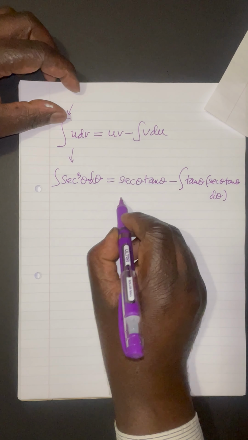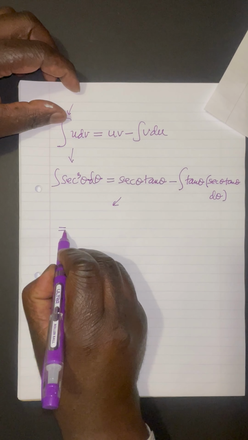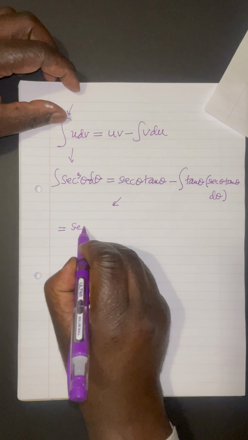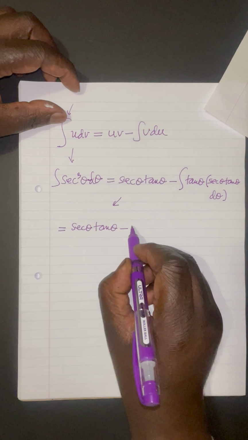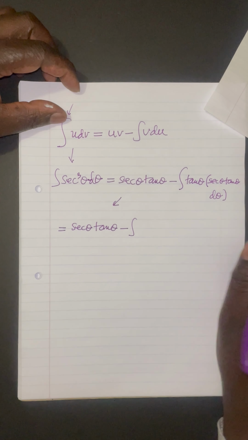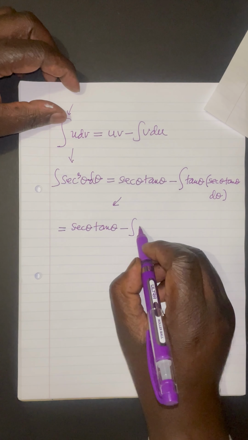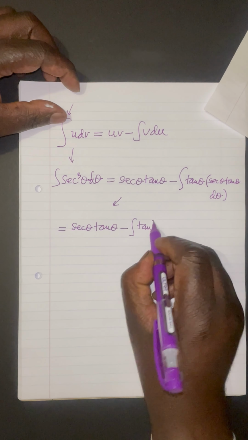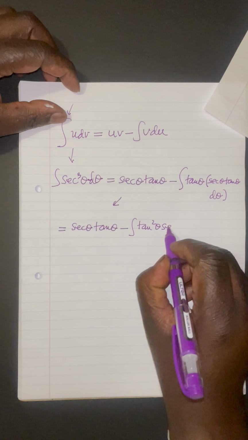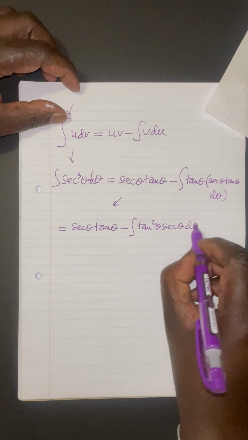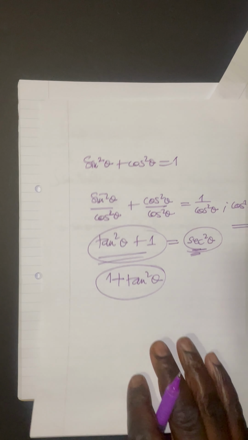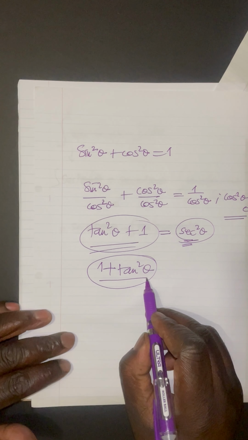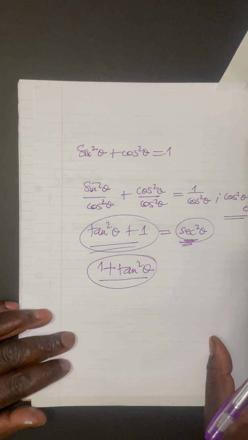Now let me move back because of space. So I'm going to say that is exactly equal to sec theta tan theta minus the integral of, if you multiply these out, you're going to agree with me that it's actually tan squared theta sec theta d theta. Fantastic. Now let me take you back to the trig identity that I have explained here. Look at this one. 1 plus tan squared theta equals sec squared theta.